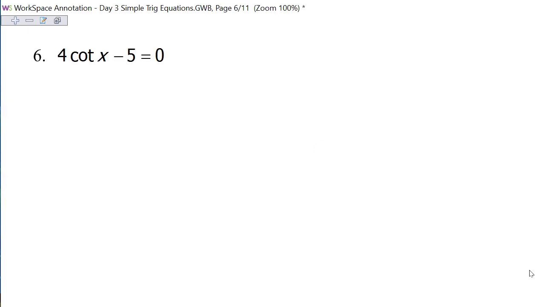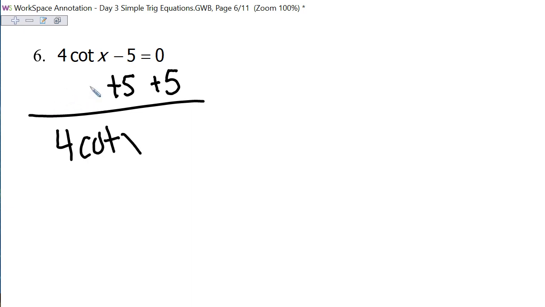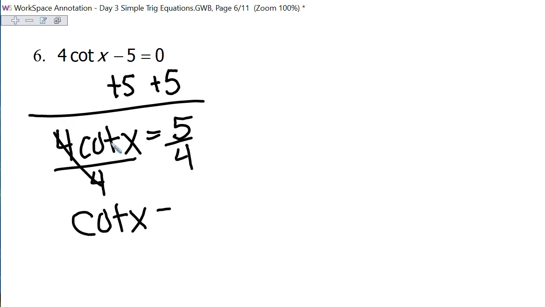Okay, next one, number 6. Get the trig by itself. So what would we have to do? Add 5 to both sides. So this would be 4 cotangent of x is equal to 5. Divide both sides by 4. So that gives us the cotangent of x is equal to 5/4.